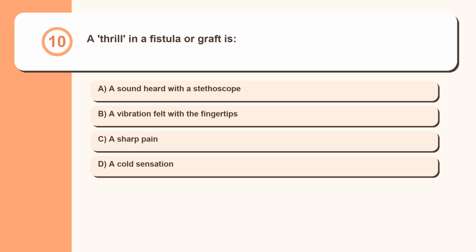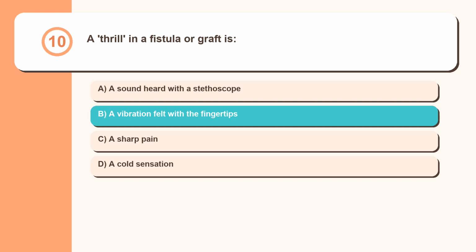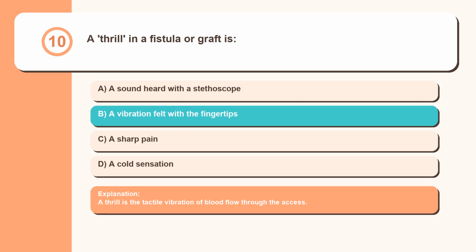Question 10. A thrill in a fistula or graft is a sound heard with a stethoscope, a vibration felt with the fingertips, a sharp pain, a cold sensation. A thrill is the tactile vibration of blood flow through the access.